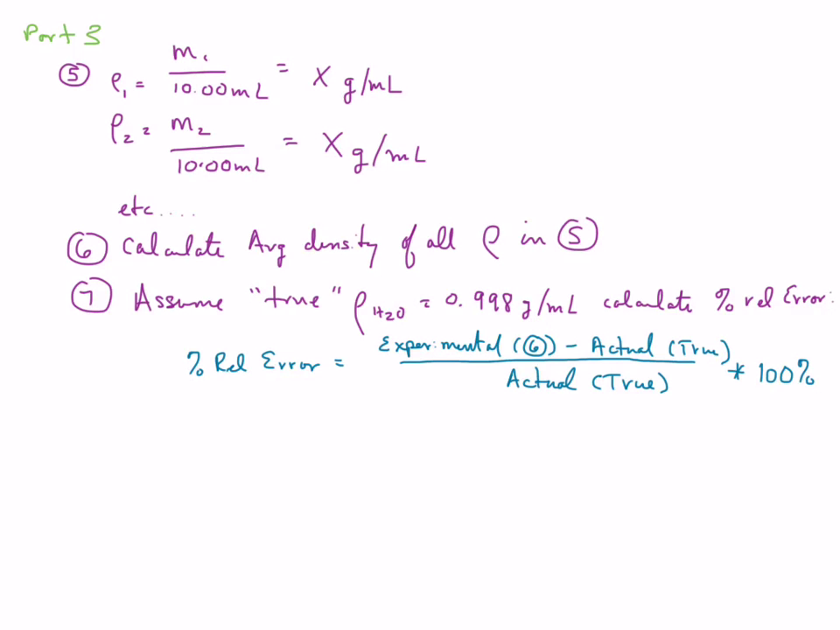So percent relative error is always experimental minus actual. Sometimes actual is theoretical. In this case, actual is the true value. So experimental minus actual divided by actual, and times 100%. Any questions about that? So your 0.998 grams per mL will appear here and here. Your experimental will be the average of your 6 trials. I don't know if you see this, but the units actually all cancel out, so percent relative error is what we say unitless.